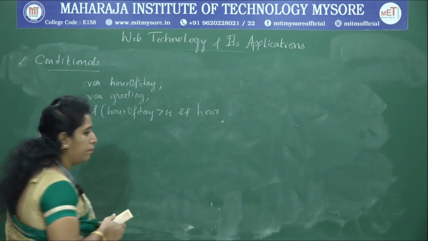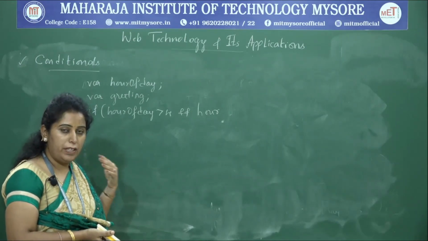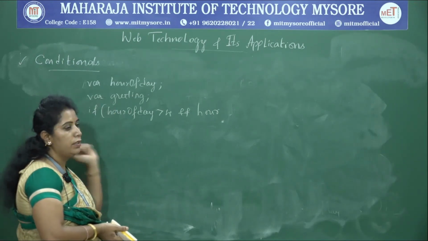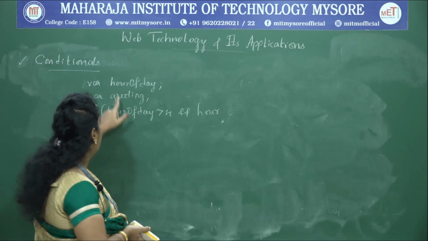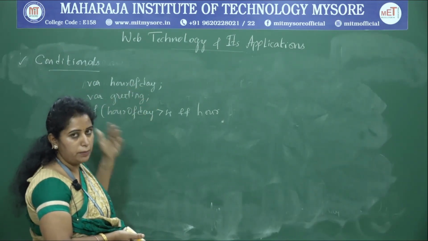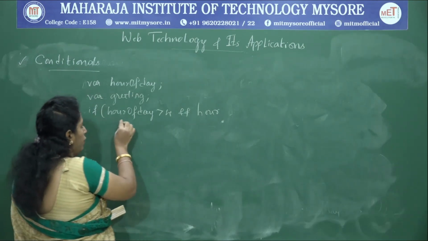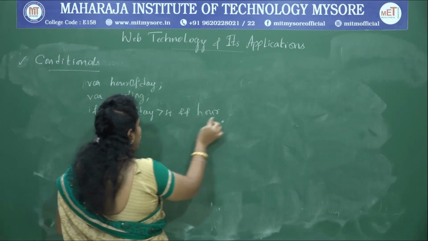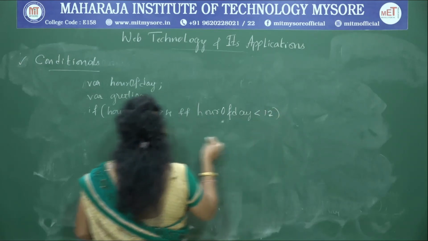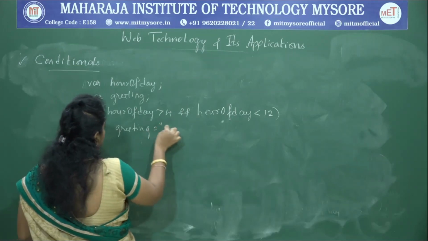So let me take up an example by reading the input as hour to make a decision whether it is morning or afternoon or evening. To do that, I have taken two variables, hour of day to read an hour, greeting to print a message whether it is morning, evening or afternoon. So I have given a condition: if hour of day is greater than 4 and hour of day is less than 12, greeting will be good morning. It is morning.